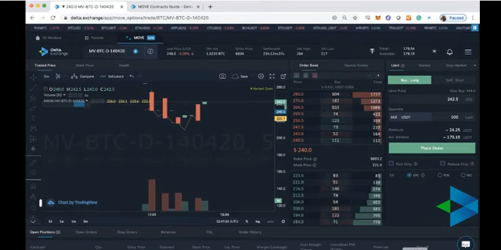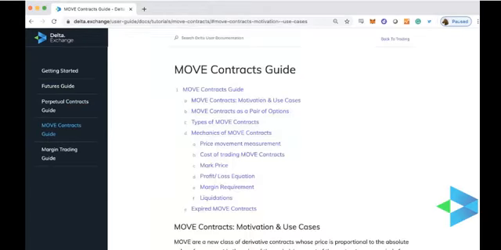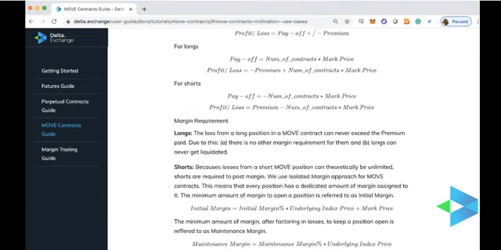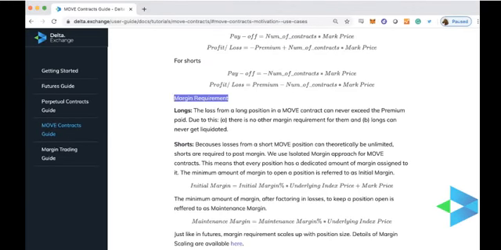The margin requirements for traders for move contracts are fairly straightforward. For longs, losses can never exceed the option premium you've paid. So because of this, longs can never actually get liquidated, and there are no margin requirements on a move contract on Delta. This is the inverse for shorts, where losses are theoretically unlimited if the price were to either plummet or skyrocket. As a result of this, shorts are therefore required to post a 10% margin requirement to trade move contracts.